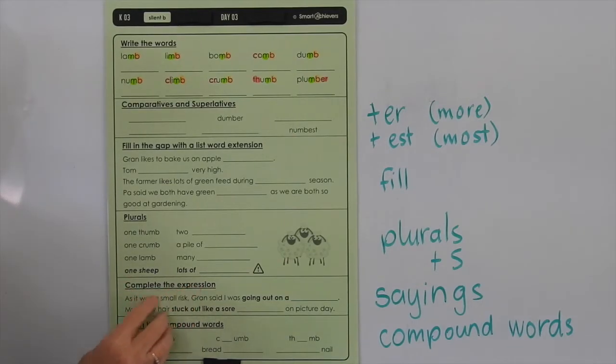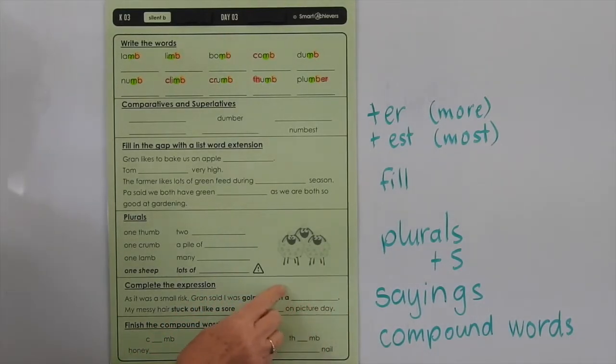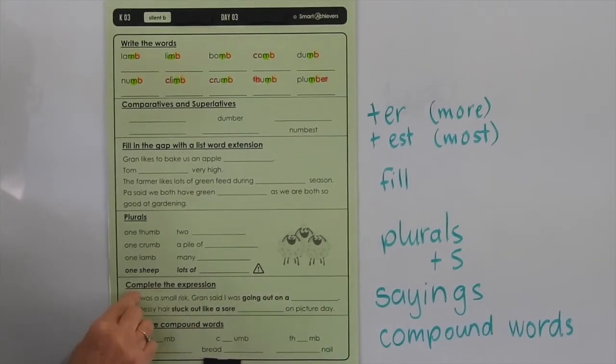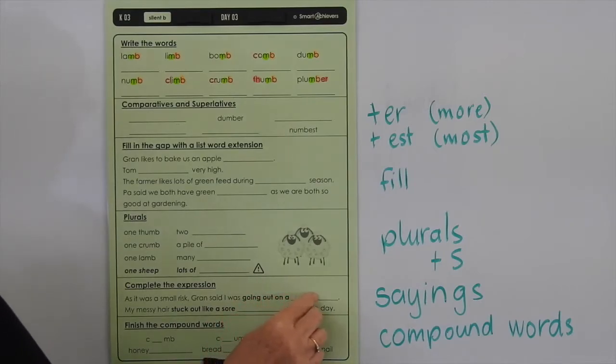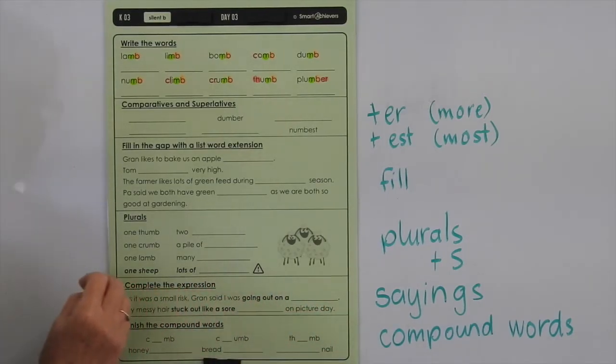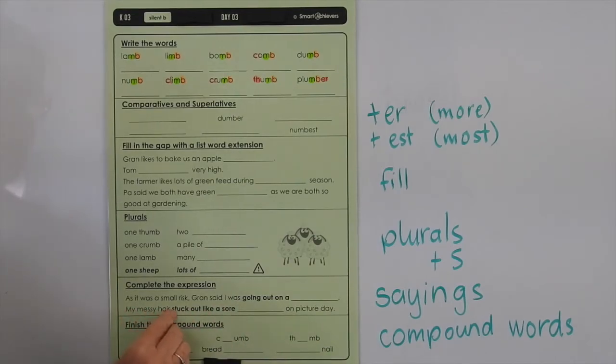Complete the expression. As it was a small risk, Gran said I was going out on a something. Now this is a common idiom that you may or may not know. You'd be going out on a limb if you were taking a risk. So that's the missing word. My messy hair stuck out like a sore thumb on picture day. So that's another idiom that people might commonly use.